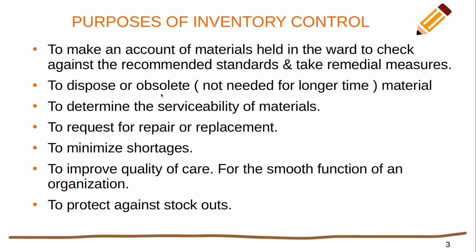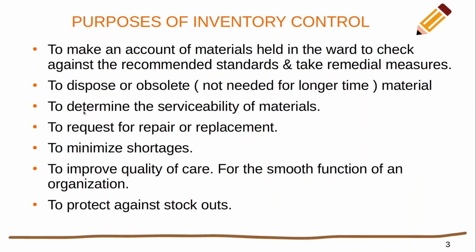The second one is to dispose of obsolete items. Obsolete means the item is not needed for a long time. To dispose of such things, we need to have a list. That is the inventory.